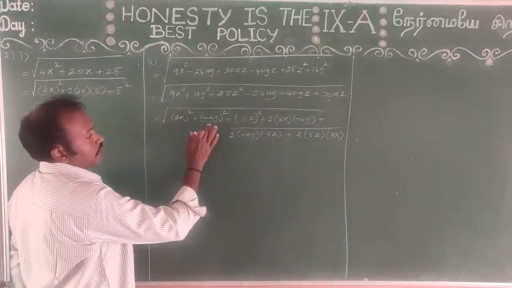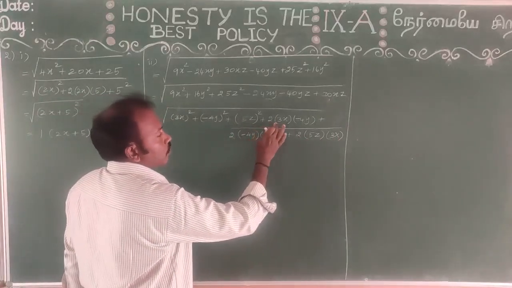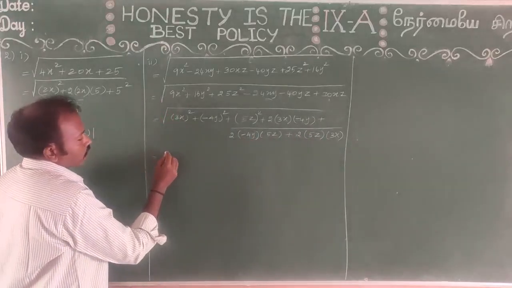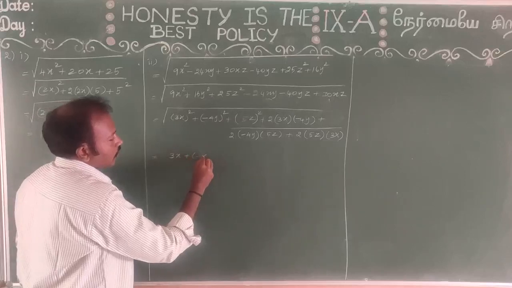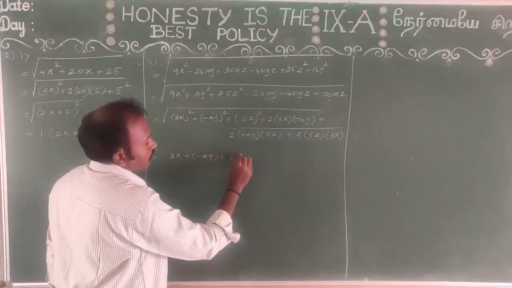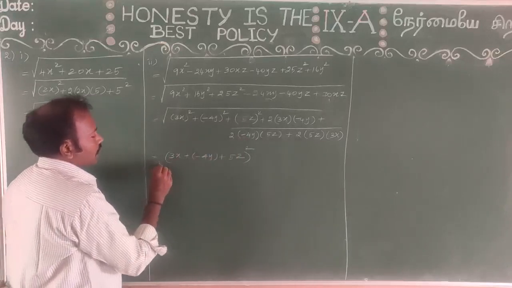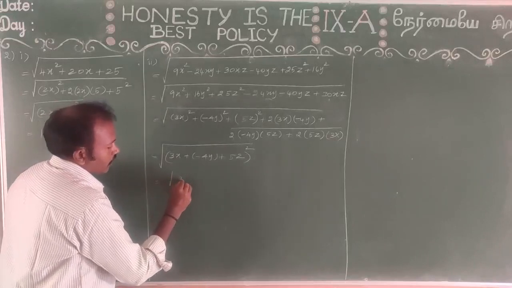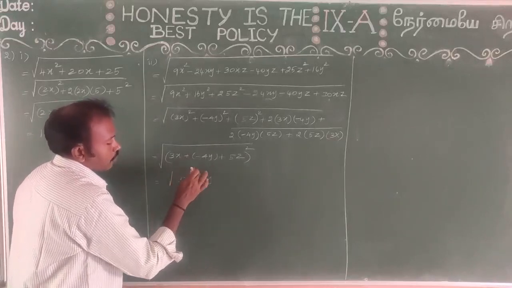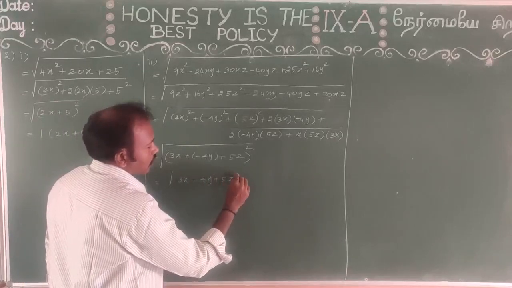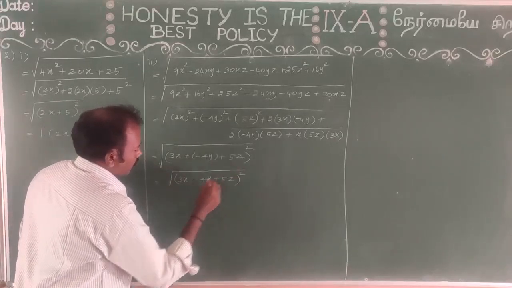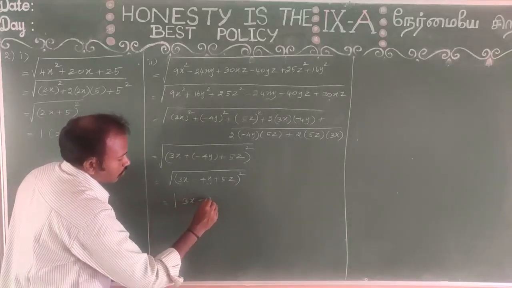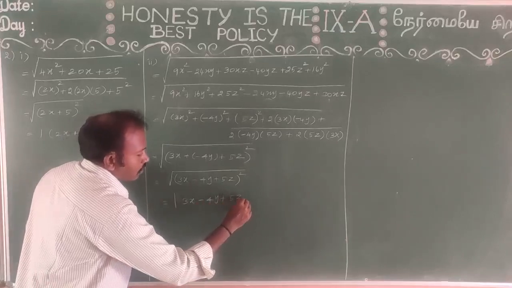So a square plus b square plus c square plus 2ab plus 2bc plus 2ca is equal to 3x plus of minus 4y plus 5z the whole square, a plus b plus c the whole square. That is equal to root of 3x minus 4y plus 5z the whole square, that is equal to modulus 3x minus 4y plus 5z.